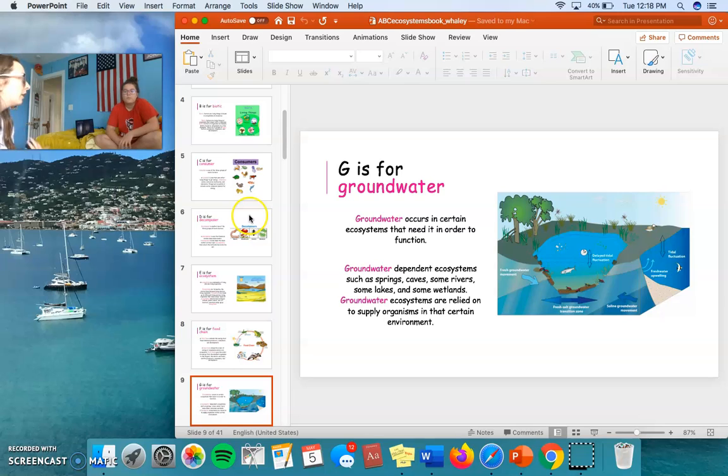So like in the ocean, all the animals live in the ocean, they need water, right? And if there were no water there, what would they do? They would just flop on the sand, right? So certain ecosystems live based on the water there.